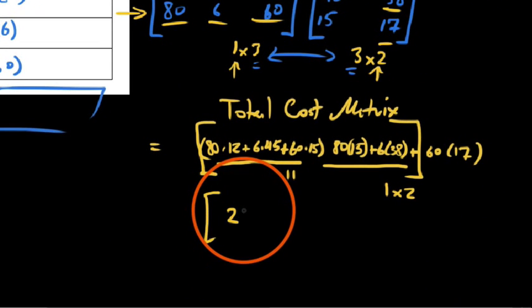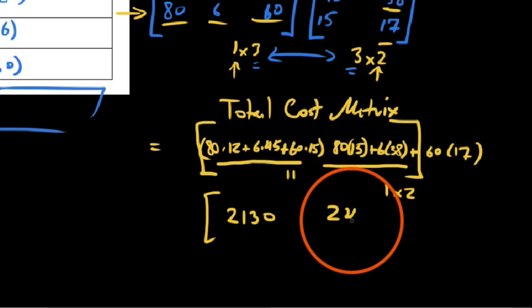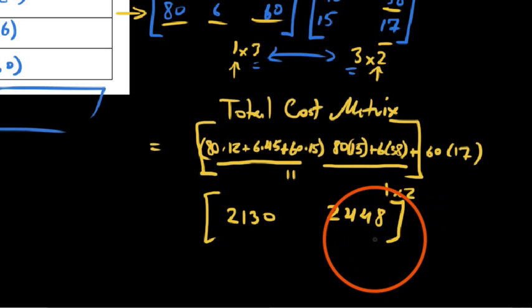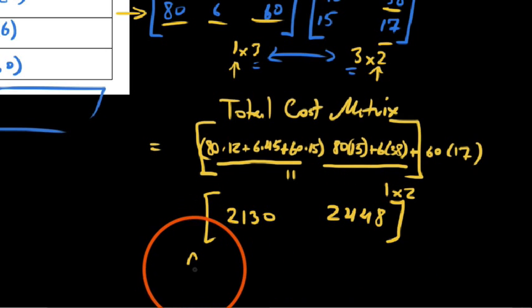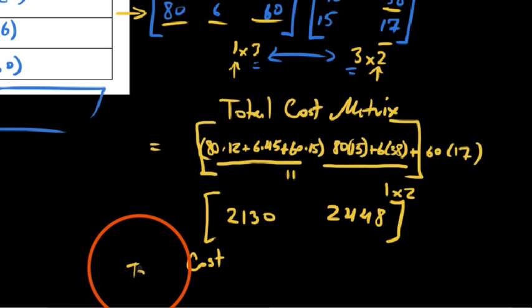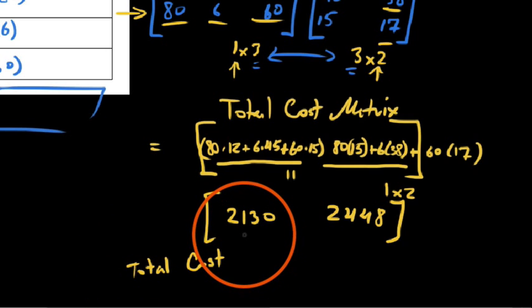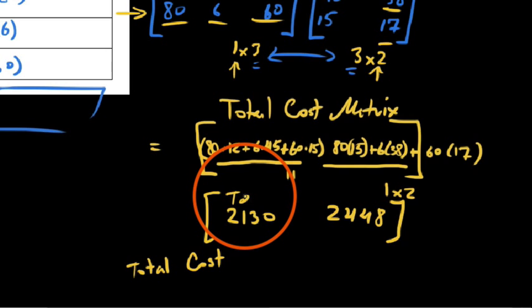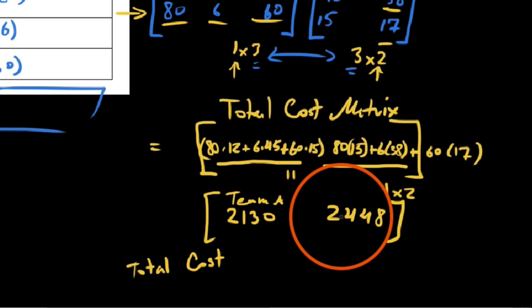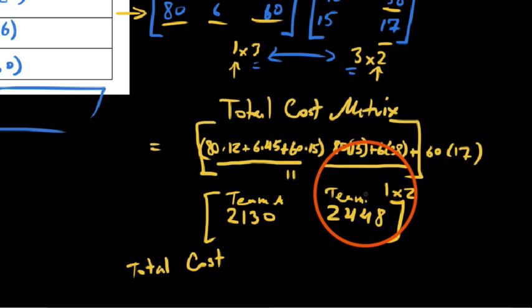So we have 2130 and 2448. And if we wanted to interpret this, we could say this is the total cost: this is Team A total cost, and this would be Team B total cost.